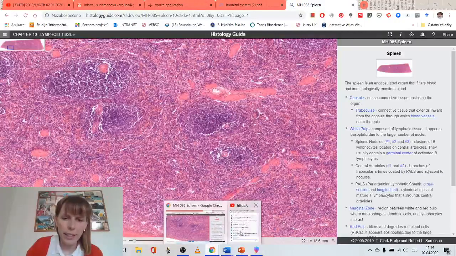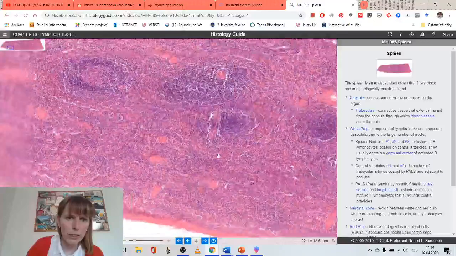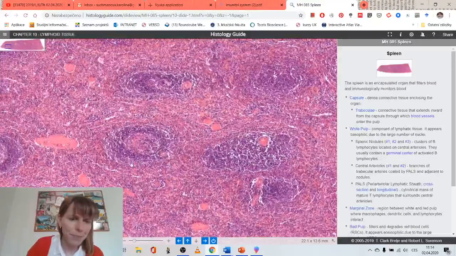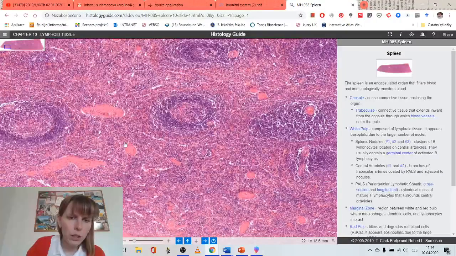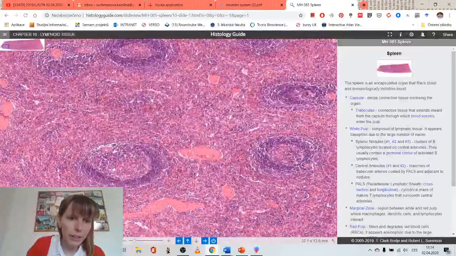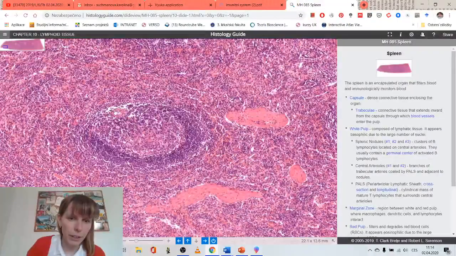So I think that's why this looks like this. So red pulp will be everywhere here. So we saw the central artery, the white pulp, and the pulse around the artery.